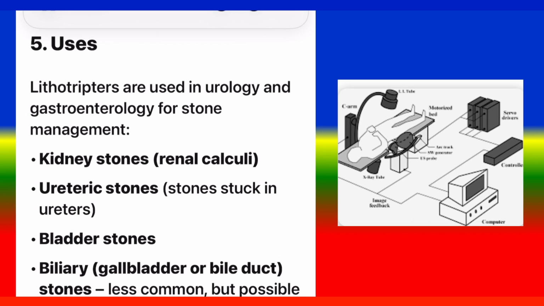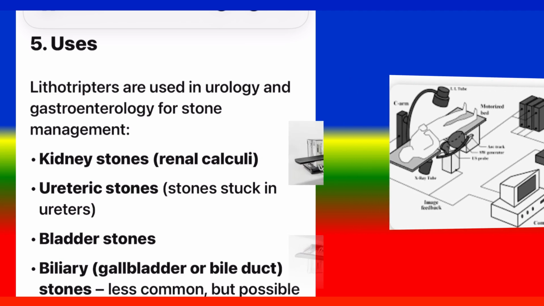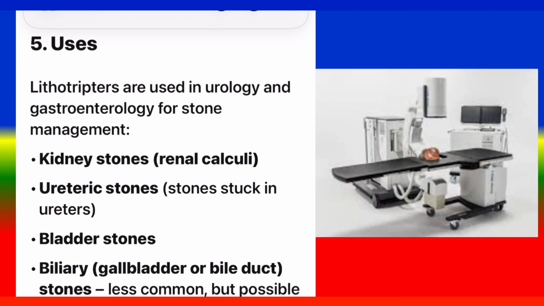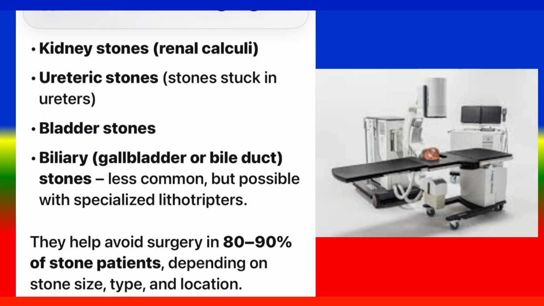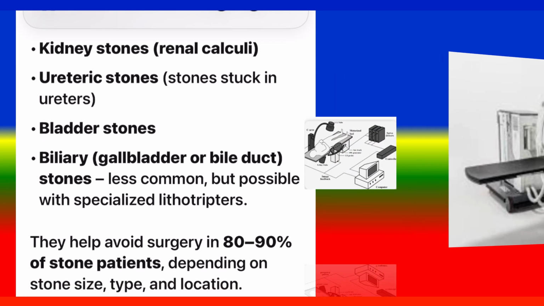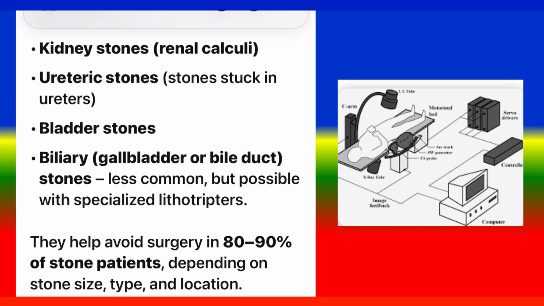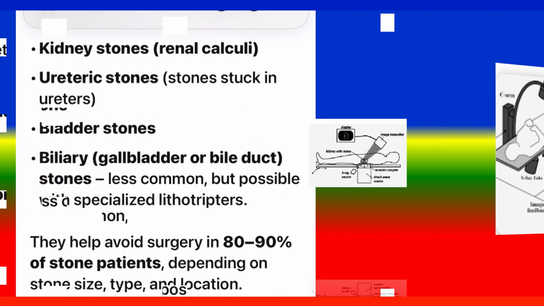5. Uses. Lithotripters are used in urology and gastroenterology for stone management: kidney stones, renal calculi, ureteric stones, stones stuck in ureters, bladder stones, biliary, gallbladder or bile duct stones, less common but possible with specialized lithotripters. They help avoid surgery in 80 to 90% of stone patients, depending on stone size, type, and location.